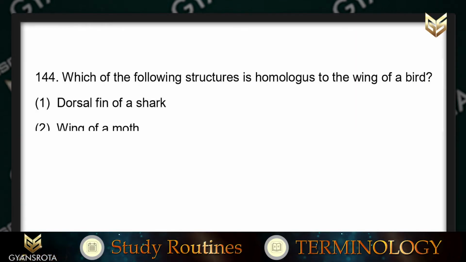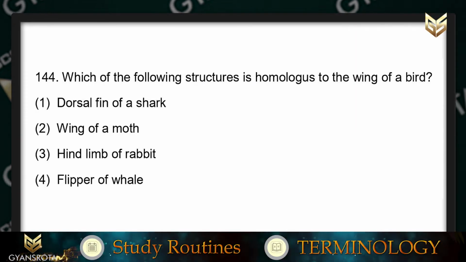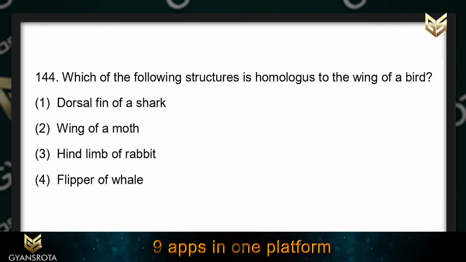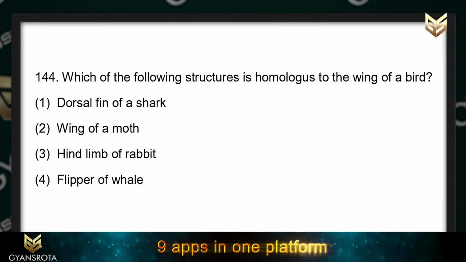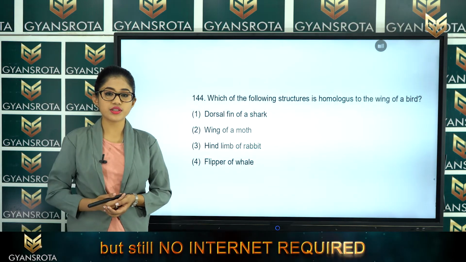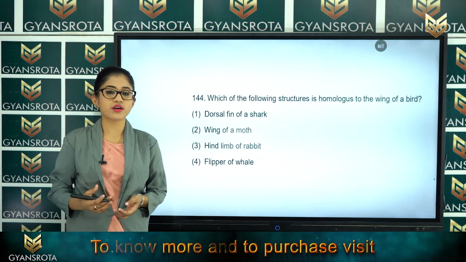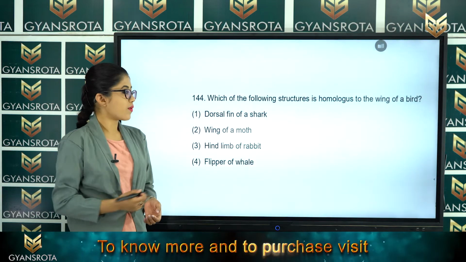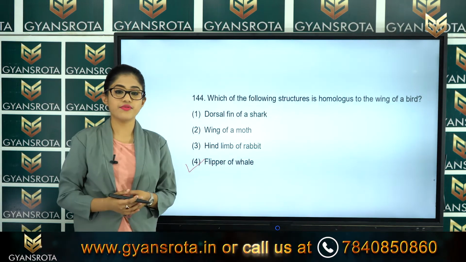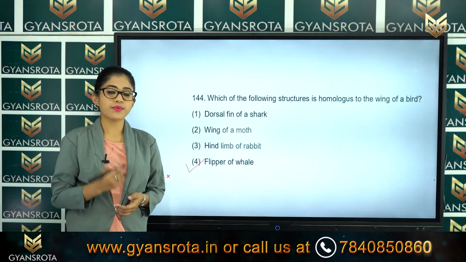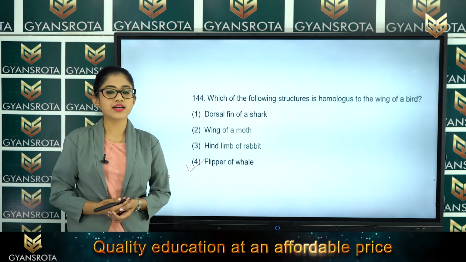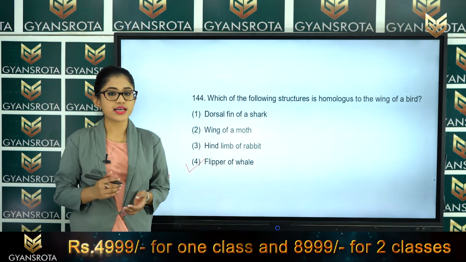Which of the following structure is homologous to the wing of a bird? Dorsal fin of a shark, or wing of a moth, or hind limb of rabbit, or flipper of whale? So, this is from the chapter evolutions. So, we have discussed about the homologous organ and the analogous organs. So, what is the correct answer among these? Option number 4, flipper of whale. So, wing of a bird is homologous to this example, that is the flipper of whale. So, this is the correct answer. Now, let us move on to the next question.